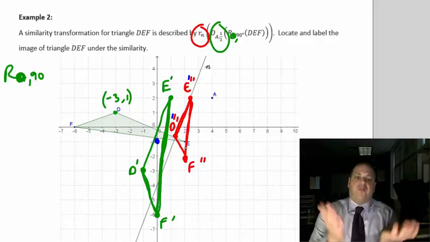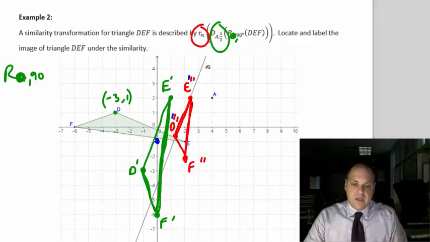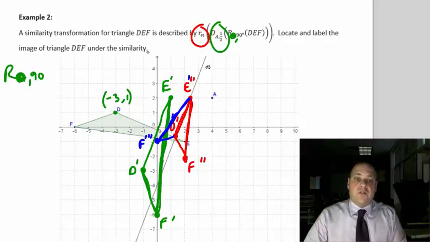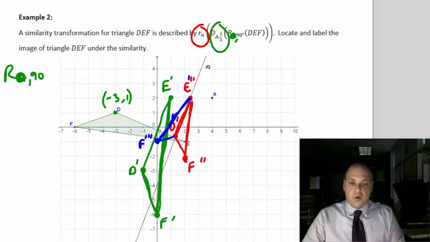See how it flips over if you fold your paper on that line? So we go 1, 1, and then 1, 1. That's going to flip over, and that's going to be F triple prime right there. They're kind of overlapping, but we did it. So there is E double prime, D double prime, F double prime, and locate and label the image of triangle DEF under the similarity, and there it is. It's the blue one. The blue triangle is our final answer.